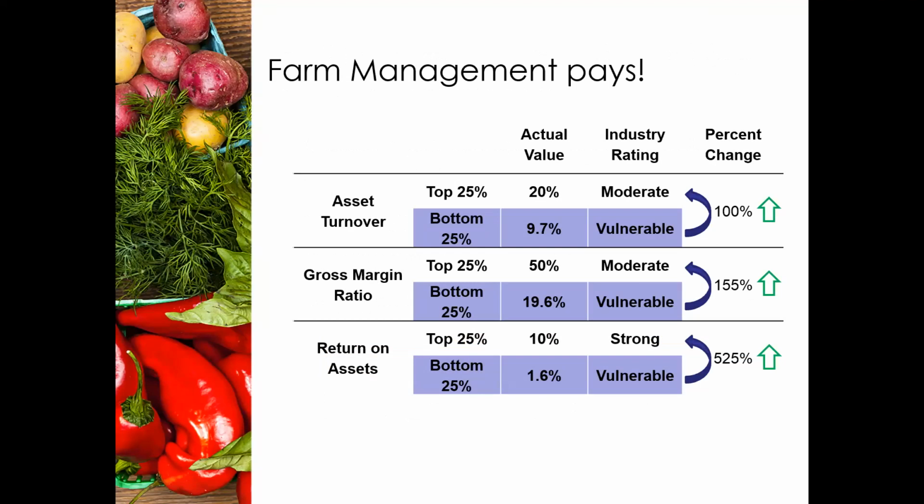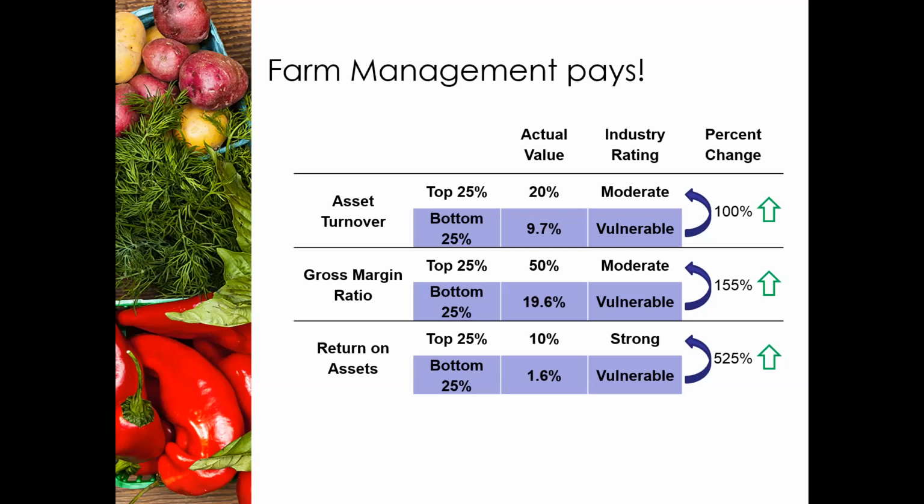And this is a type of difference we can see between those that are using these practices and actually building those plans, and those that are not. So if you look at the vulnerable versus the less vulnerable, then you can see the group at the bottom 25% versus the top 25%. There's a large difference between their asset turnover, their gross margin ratios, and the return on assets. It goes from a rating of being vulnerable to strong or moderate, depending on the situation.